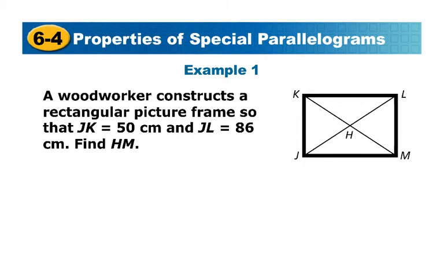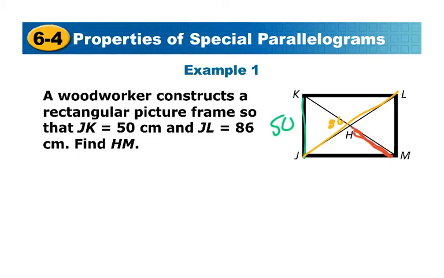Alright, so this next one here, a woodworker is constructing a rectangular picture frame so that JK, let's see where that is, J to K, is 50 centimeters. Okay, and JL is 86. And we need to find HM, so that's this piece here.